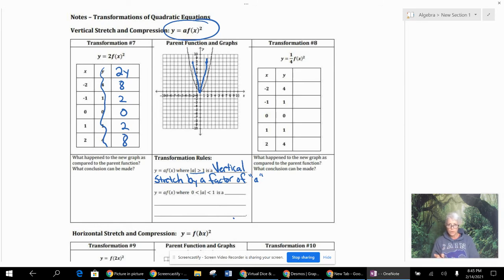So if you look at transformation 8, it has 1/4. So it'd be like multiplying y by 1/4. So this would become 1. This would become 1/4. This would become 1. This would become 1/4 or 0.25, however you want to look at that. And this would become 1. So what that's going to do, and I'm not going to take the time to graph all these points, but you're going to start graphing points.